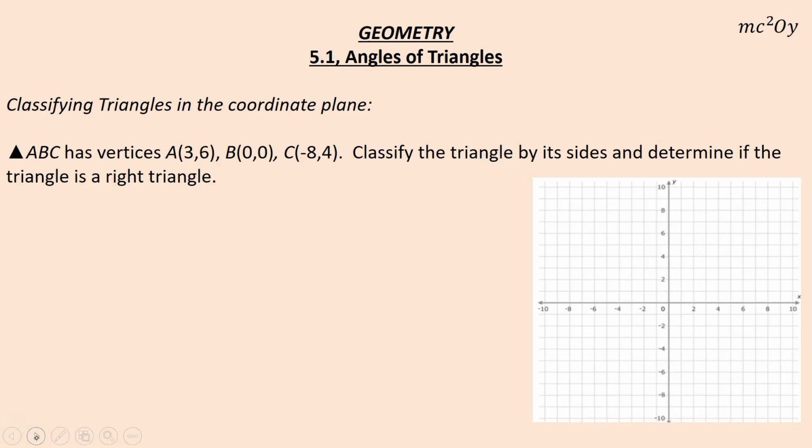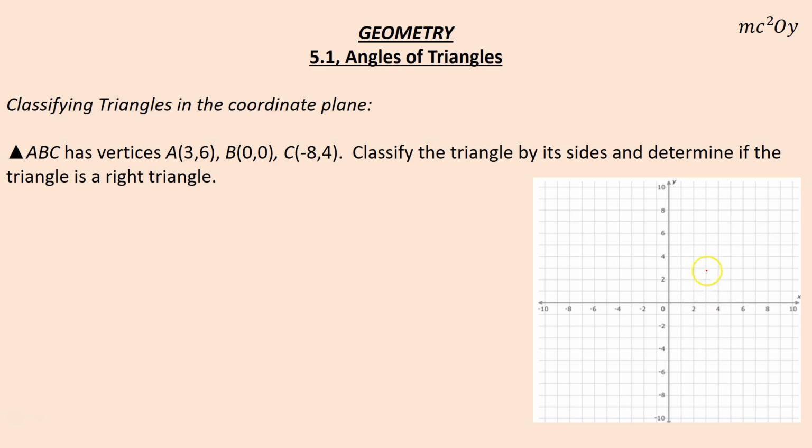All right. Now that we have some of those definitions down, we're going to go ahead and classify some triangles in a coordinate plane. So I'm going to go ahead and plot triangle ABC with the vertices (3, 6), (0, 0), (-8, 4), and then classify it by sides. And then I'm going to determine if it's right. And I'm going to kind of show multiple steps here. This will be one of the longest problems we do in this video, but it's really important.